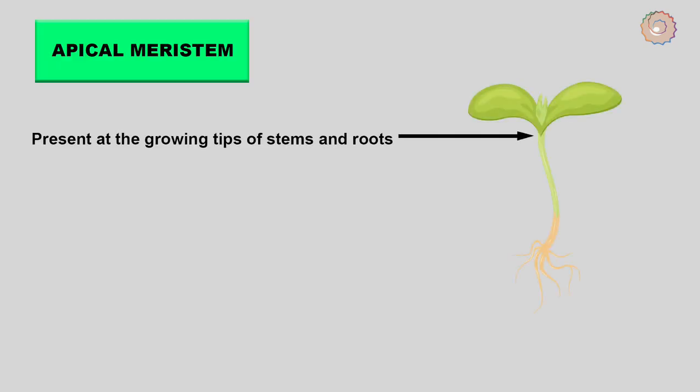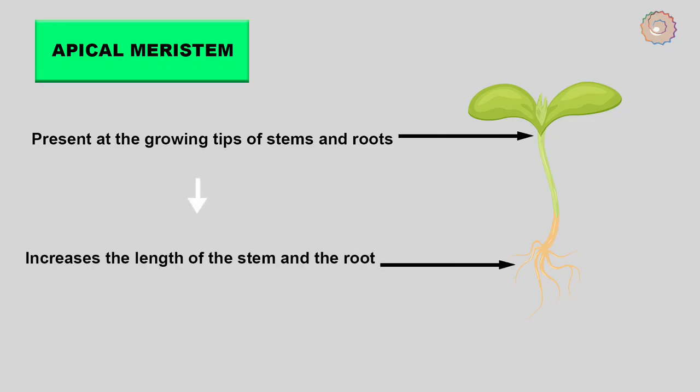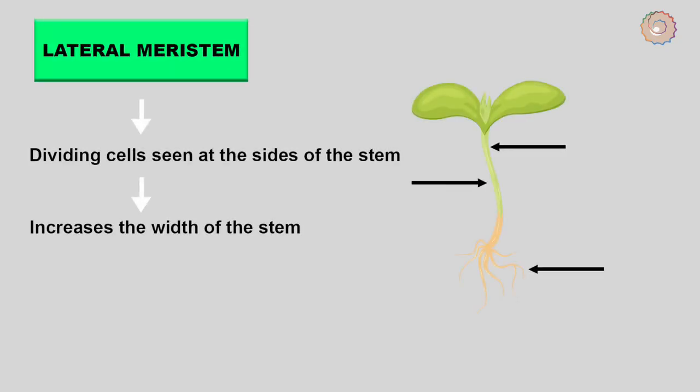First we learn about apical meristem. Apical meristems are present at the growing tips of stem and root. They are responsible for the increase in length of stem and root. Next is the lateral meristem. Lateral meristems are present in the stems and roots, and help in increasing the width or girth of the stem and roots. The third type is intercalary meristem.